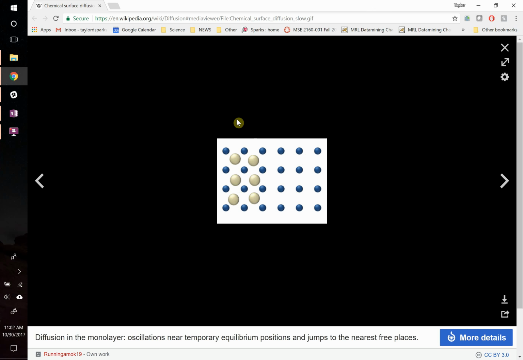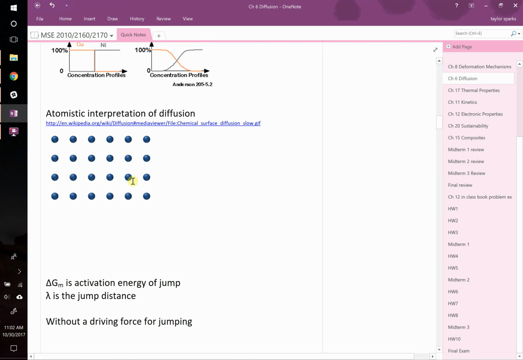So again, what's driving them spreading out is them wanting to reduce the gradient in concentration, or in other words, the concentration gradient is the driving force here. Now it's helpful for us in this class to think of this as a thermally activated process. So let's go ahead and do so.